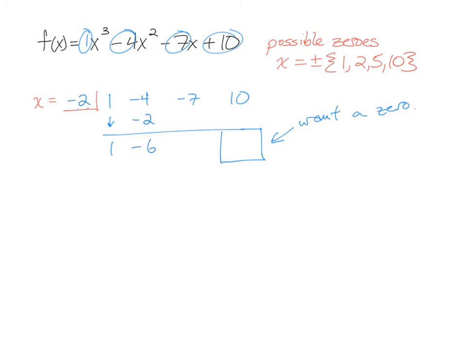-2 times -6 is +12. Add those together, get 5. -2 times 5 is -10. Hey, we got a 0. So what does that mean for us? That means x equals -2 is a 0. But that also means that x plus 2 is a factor.